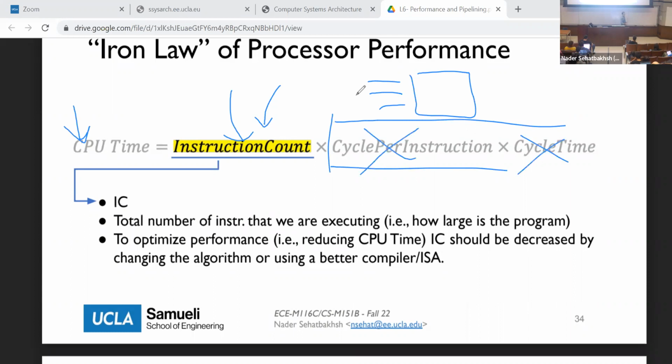And in fact, RISC versus CISC doesn't only impact this, unfortunately it also impacts these other things. That's why eventually people choose RISC: although the instruction count is higher, the cycles per instruction and cycle time are lower in those systems. And that's why RISC is usually more favorable than CISC. But long story short, if you can find one way or another to reduce your instruction count, then you can improve your CPU time, okay?